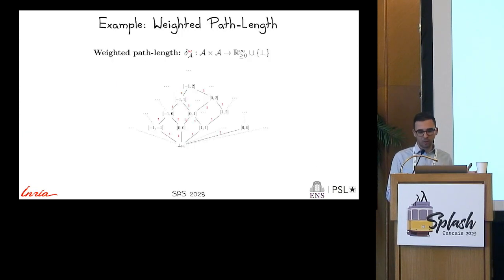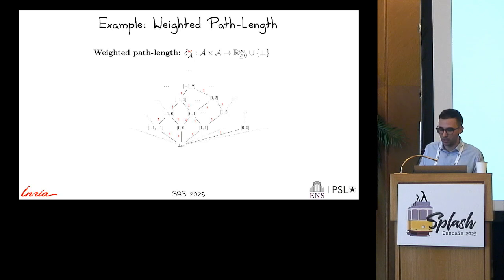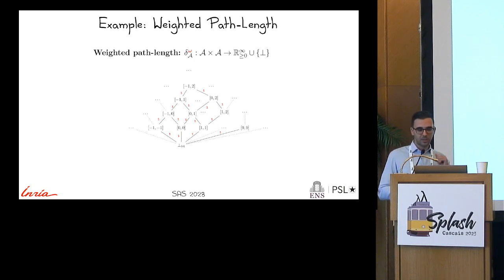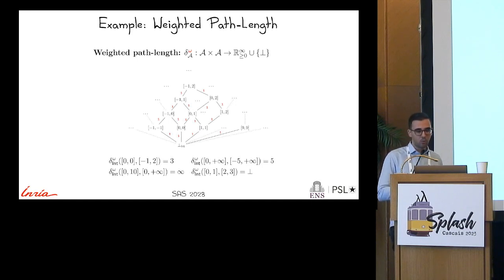So for example, as a quasi-metric distance which measures the incompleteness over the interval abstract domain, we can define the weighted path length that sees the interval abstract domain as a graph, as a weighted directed graph, where we have the weight over each edge. And in this case, the distance is simply the minimum weighting path between two comparable elements.